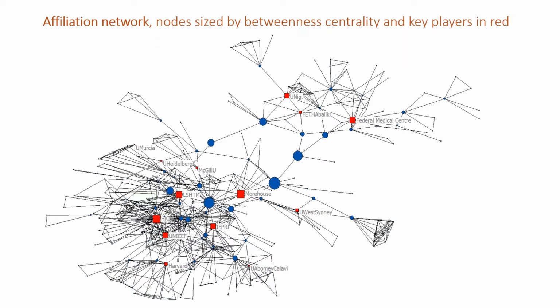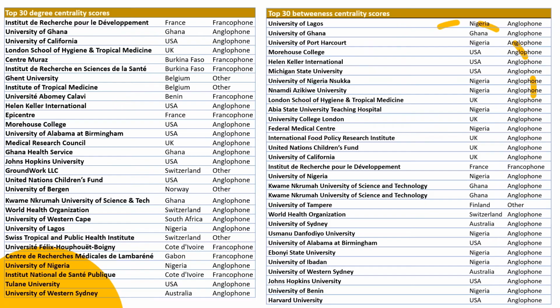All right, so what I've done now is given you the lists of these top institutions, right? So here are the lists of the top 30 institutes in terms of degree centrality and betweenness centrality. Now remember, degree centrality shows the institutes that are publishing a lot with other institutes. The top 30 is a relatively diverse set here.